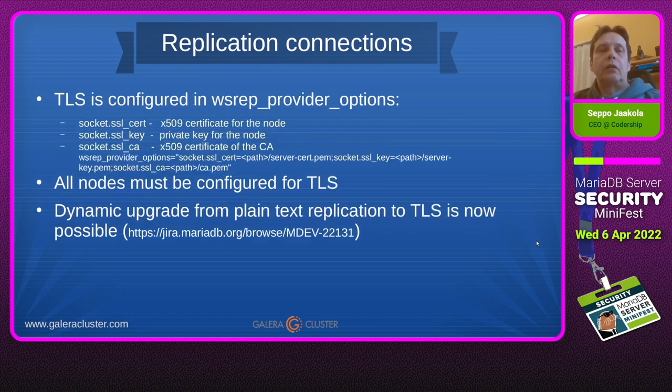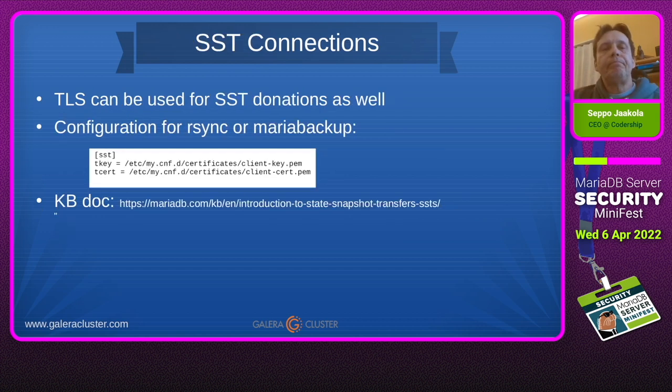Replication connections: TLS is configured for replication via the wsrep_provider_options, so we have additional configuration there about the certificates and keys. In order to use TLS, you have to configure every node in a cluster to use TLS. It's not possible to use it partially, so that you would have some connections in plain text and some with TLS. That's not possible. And now there's a quite recent MDEV, 22131, which is fixed, and which implements the dynamic upgrade from plain text replication to TLS.